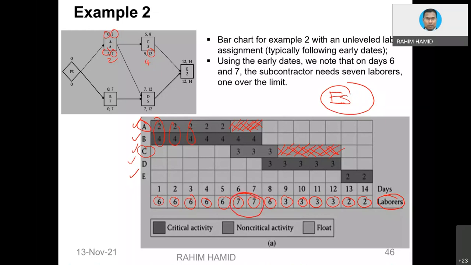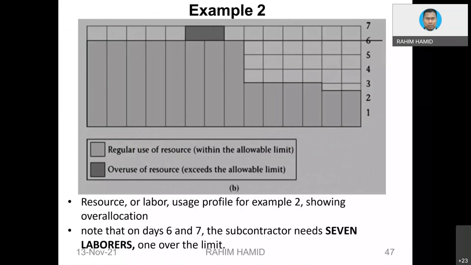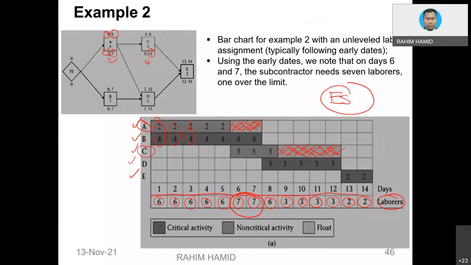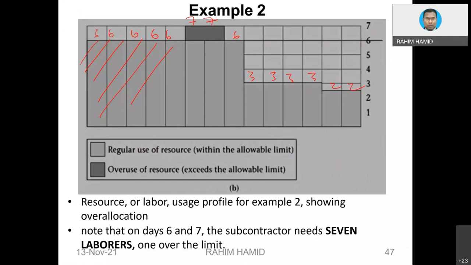And how do we plot the graph? Here, next. This is the plotting of the graph. You see, the values are 6, 6, 6, 6, 6, now it is 7, 7, 7, then 6, then 3, 3, 3, 3, then 2 and 2. So that is exactly what these values are showing here. And Microsoft Project will show this type of graph. It is much easier compared to the one that we show you, because that is 3-in-1.